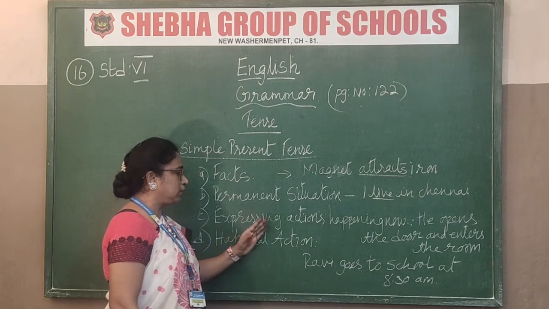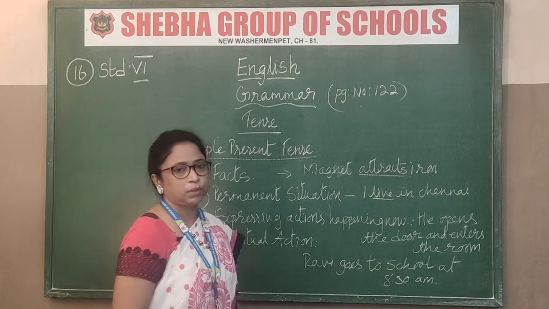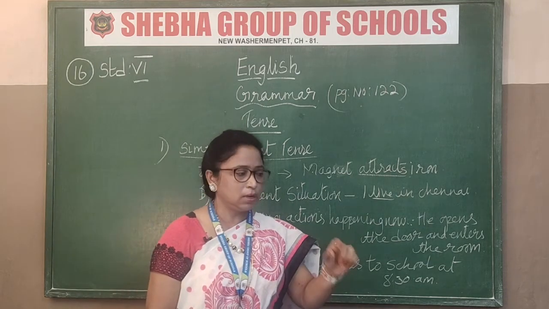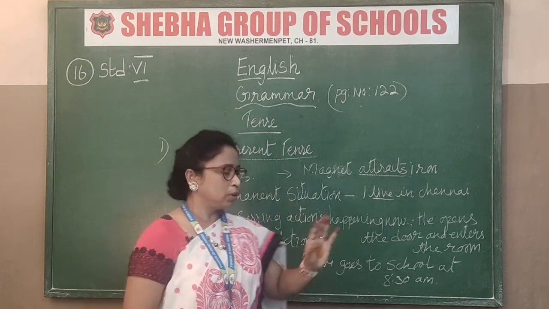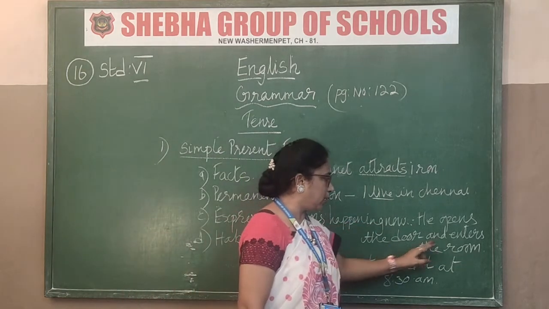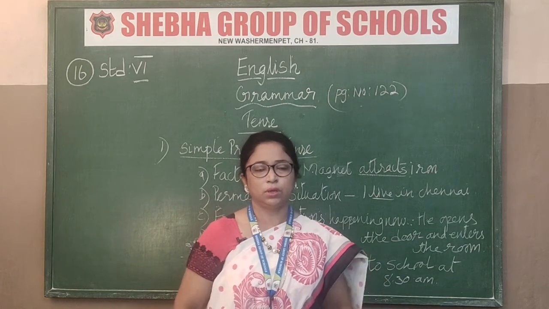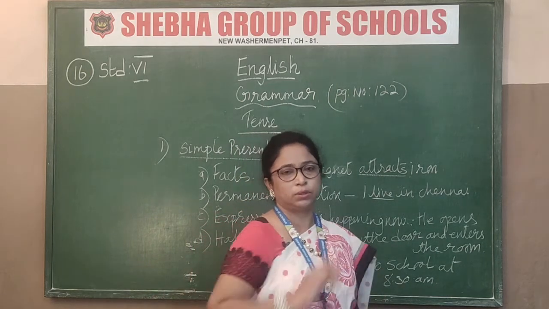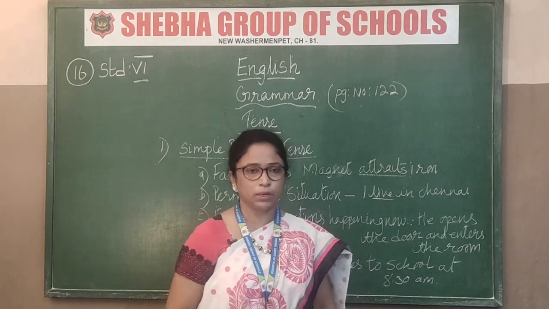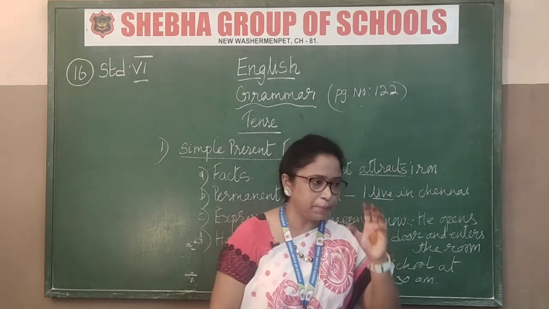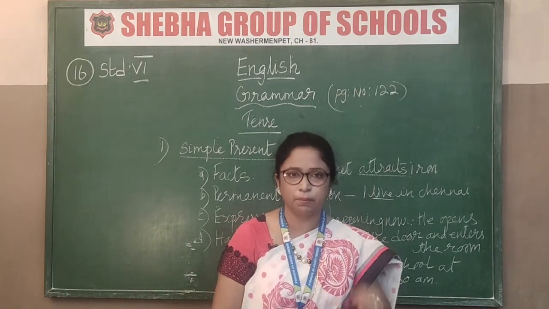Now we are coming to expressing action happening now. What is happening now, that is, at present. For example, he opens the door and enters the room. That is happening now. If you are going inside the house, you open the door and enter the house. That is the present. What is happening at that moment is known as simple present tense.